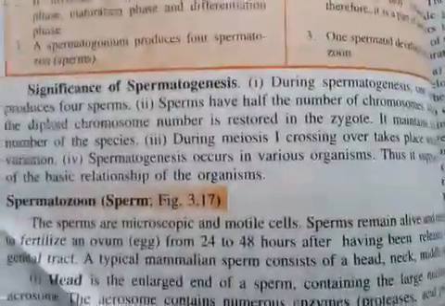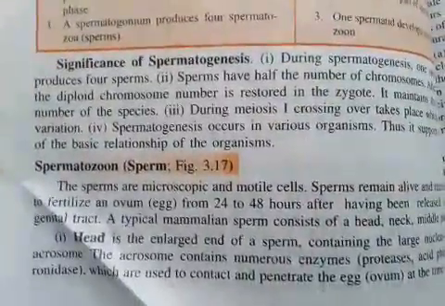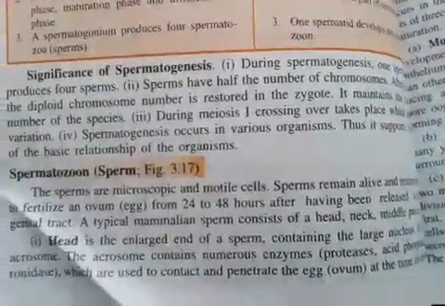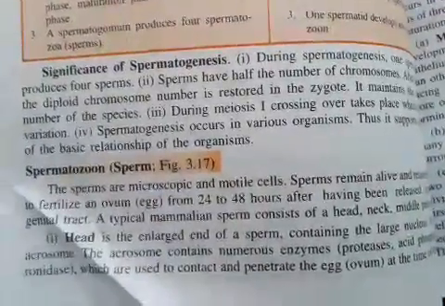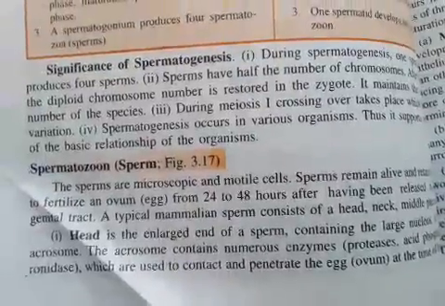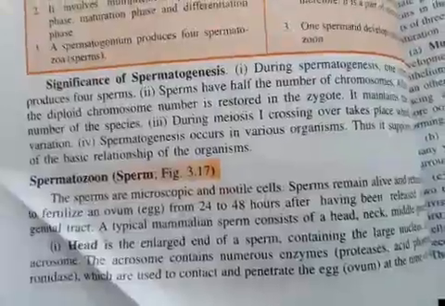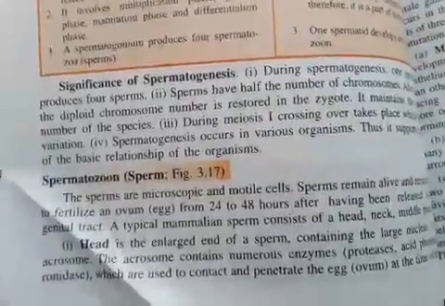So first structure of the spermatozoon is the head. Head is the elongated end of the sperm which contains the nucleus and the acrosome. As the acrosome contains a number of enzymes which are used to contact and penetrate the egg at the time of the fertilization. Next is the neck.